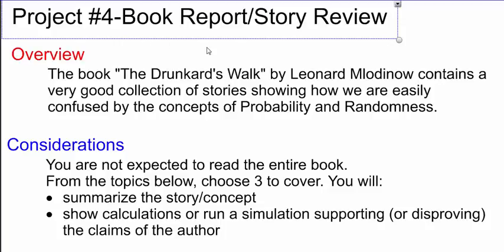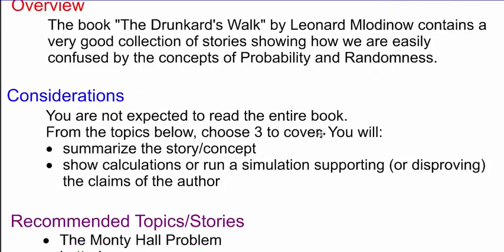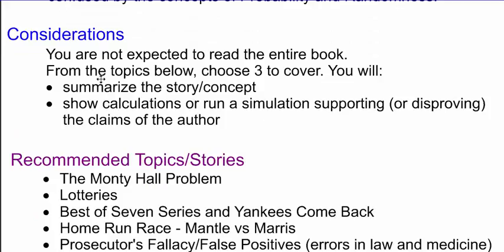And project 4, the book report / story review. There's a book specifically that I'm suggesting we take a look at, and it contains quite a few good 2 or 3 page stories, I'll call them, where the author explains how probability and randomness are confused in our society. So considerations: you're not expected to read the entire book. From the topics below, you'll choose 3 and summarize the story.